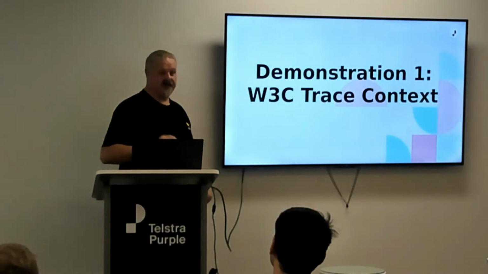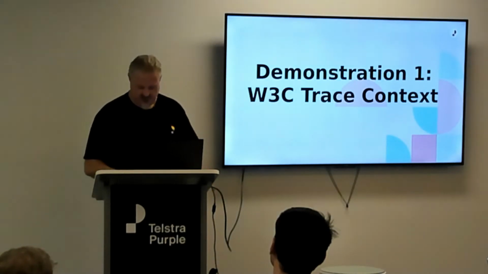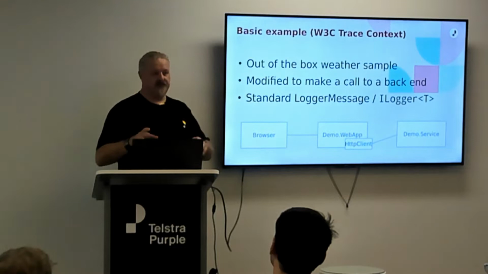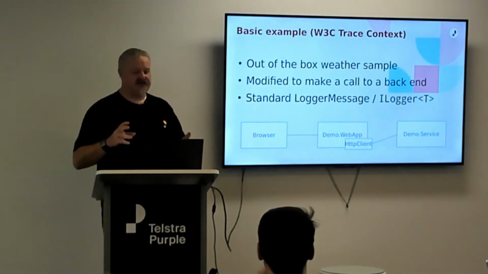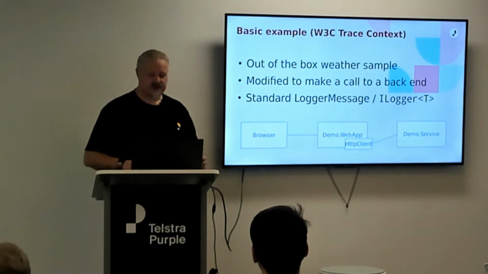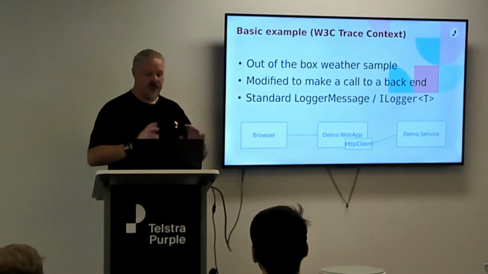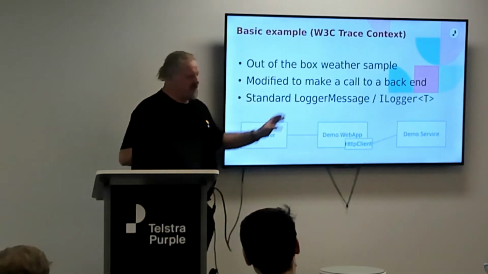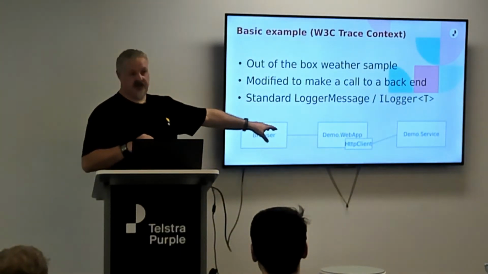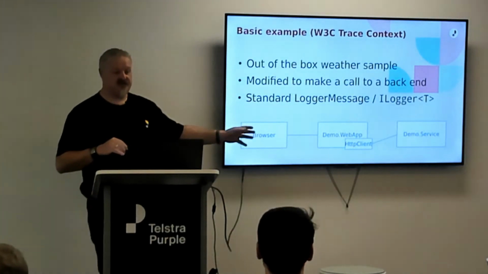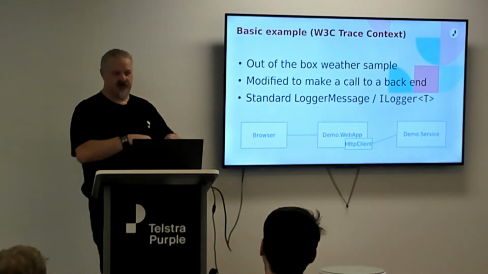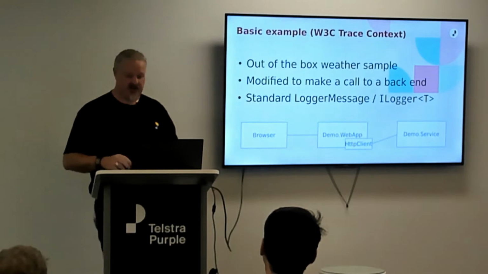So I want to show you how easy it is and how it's already built in. This is a very simple example. It's using the out-of-the-box weather sample when you do dotnet new web project. I modified it so there are two components talking to each other. You've got a browser, a front end and a back end, so two server components there. They're just using a standard out-of-the-box HTTP client to make a call. And they're just using the standard LoggerMessage, which is a high-performance pattern class in Microsoft you can use for effectively making ILogger messages.